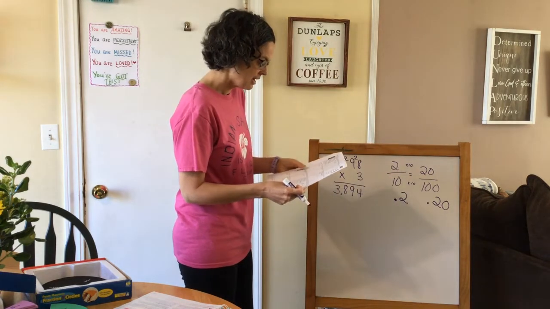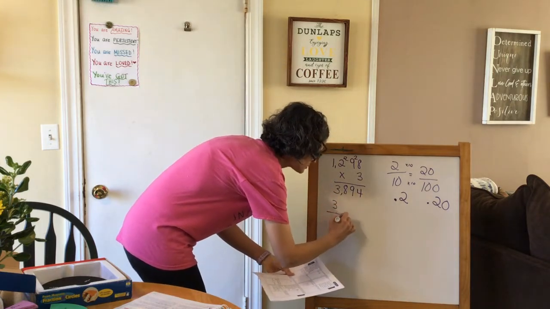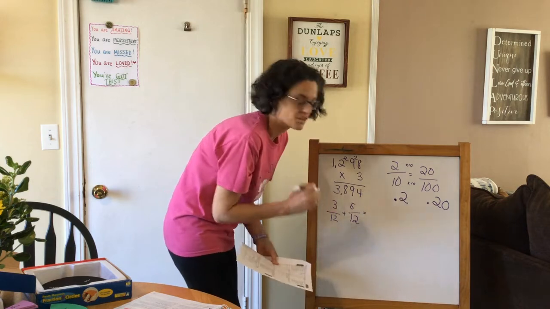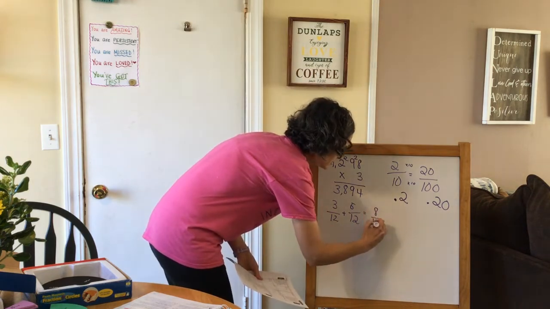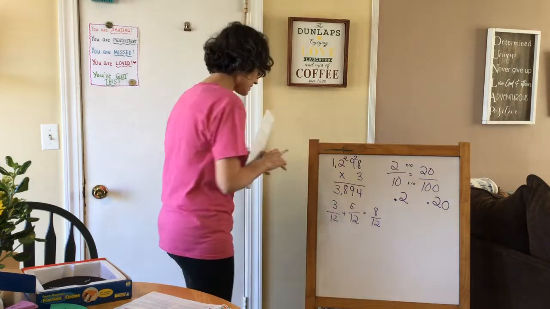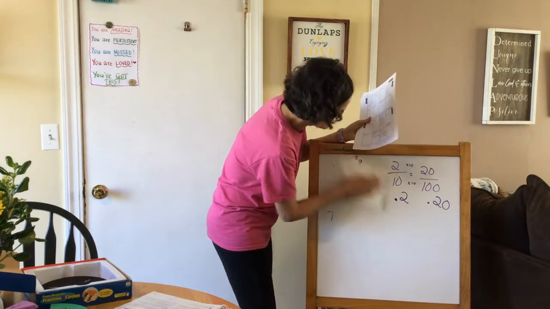All right. Next one, 3 twelfths plus 5 twelfths. You are like pros at this. 8 twelfths. And then the last one, let me make some room up here. 875 divided by 7.